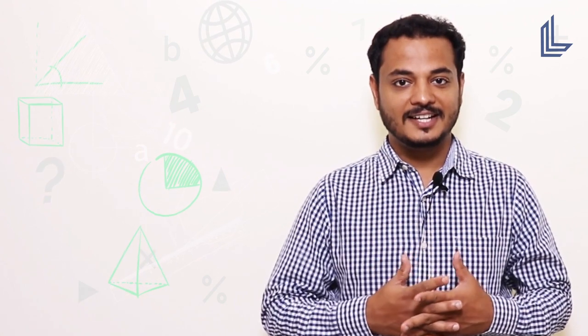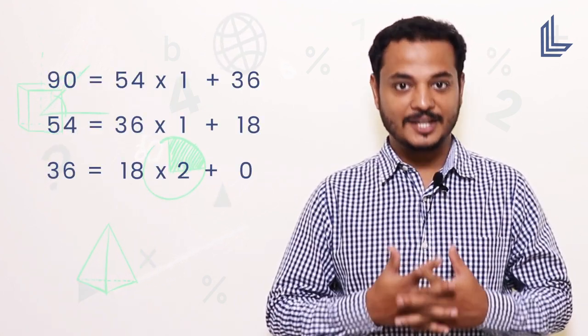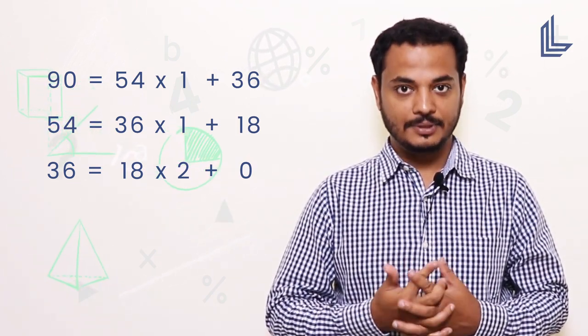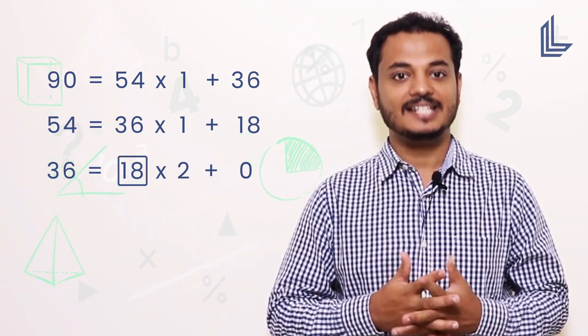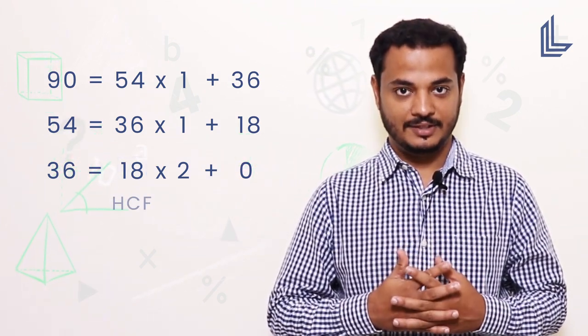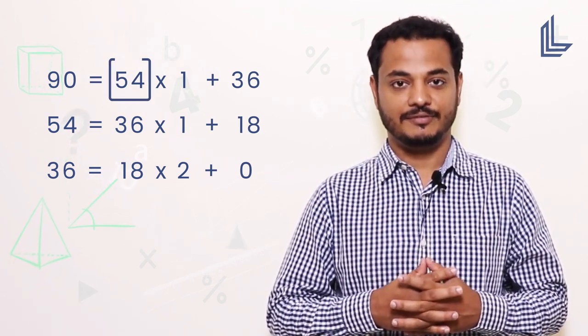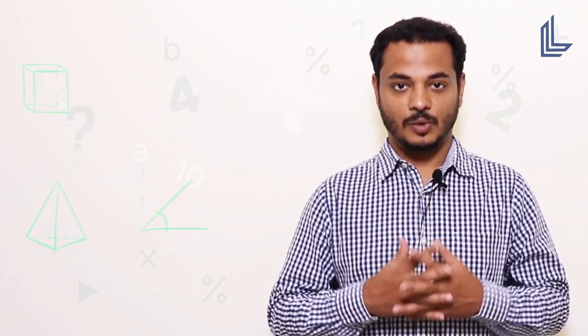So let's quickly find the HCF using Euclid's division algorithm. When we apply Euclid's division algorithm, we need to look at the step where the remainder becomes 0. The divisor in that step will be the HCF. And if you look at the steps, you can easily see that the HCF of 54 and 90 is 18. So what does it mean?